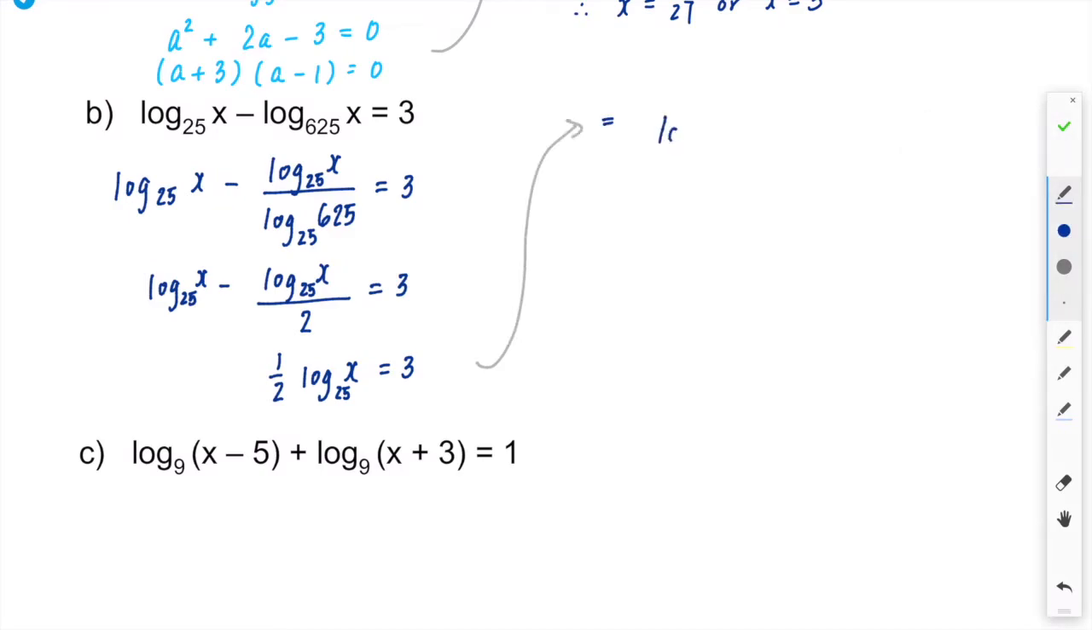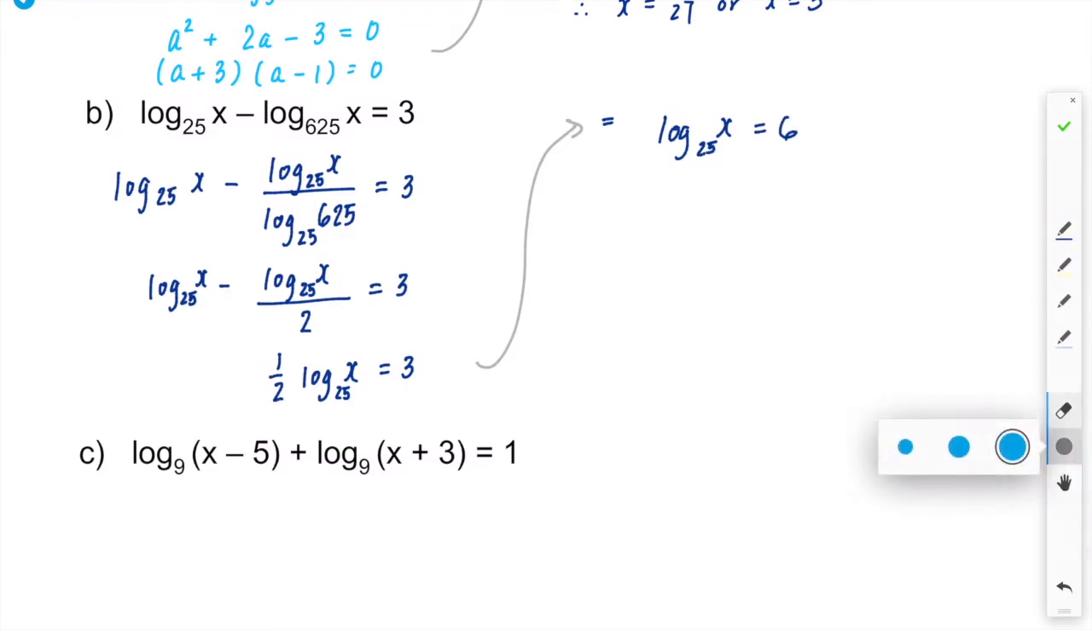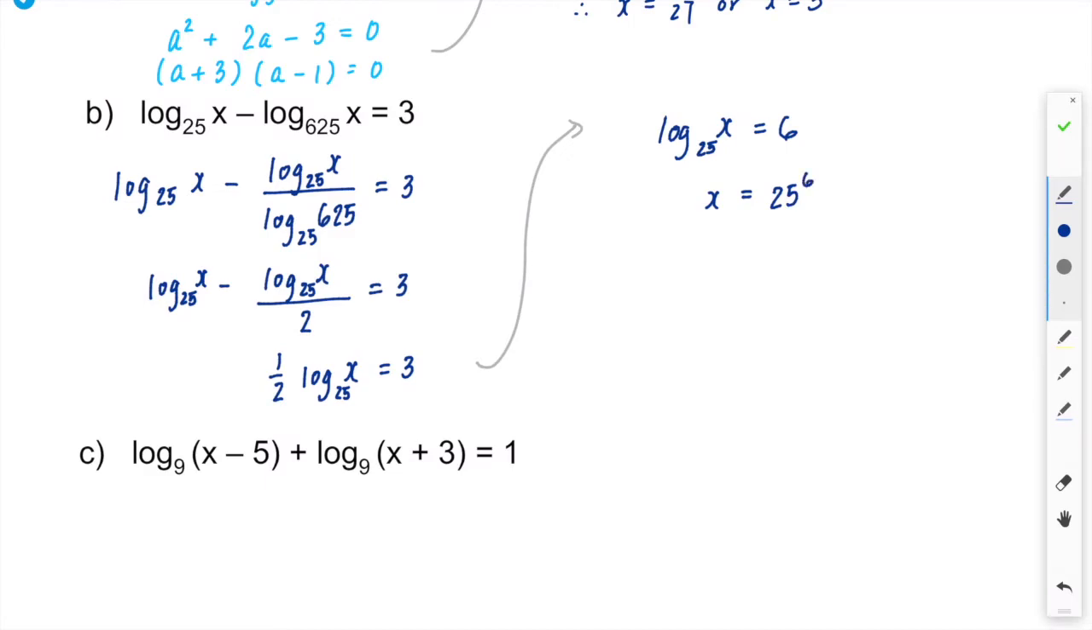This is log x base 25 equals 6, right? You multiply 3 by 2. And so x is equal to 25 to the power of 6. This is not equal to 1. This is greater than 0. So when I check for extraneous roots, it's fine. So this is an okay solution.